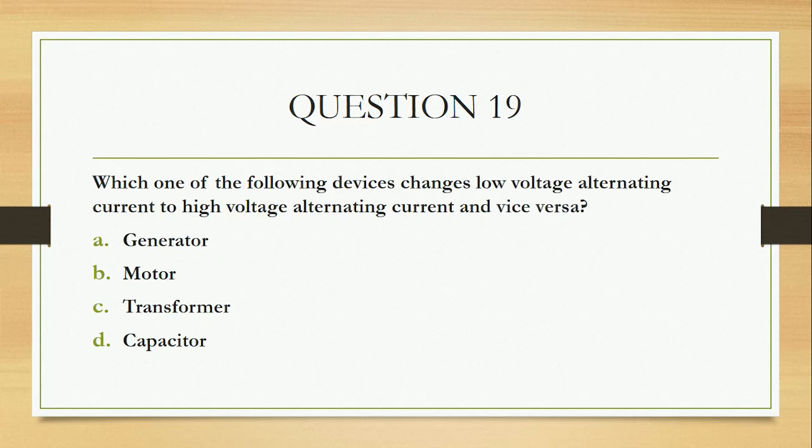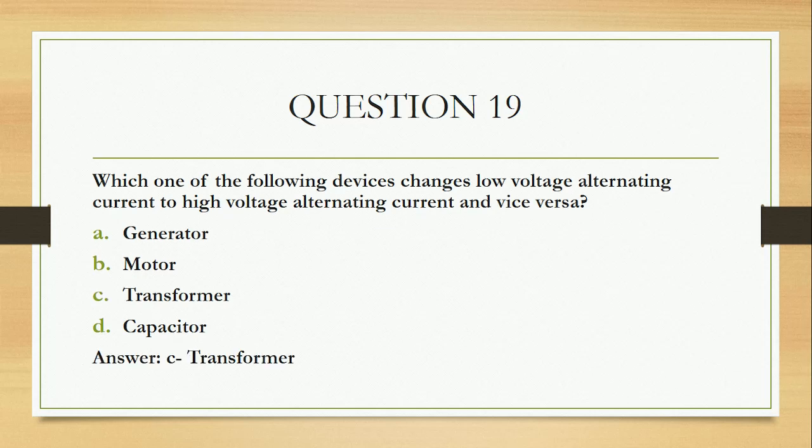Next question is, which one of the following devices changes low voltage alternating current to high voltage alternating current and vice versa? Option A, generator, option B, motor, option C, transformer, or option D, capacitor. And the correct option is option C, transformer.